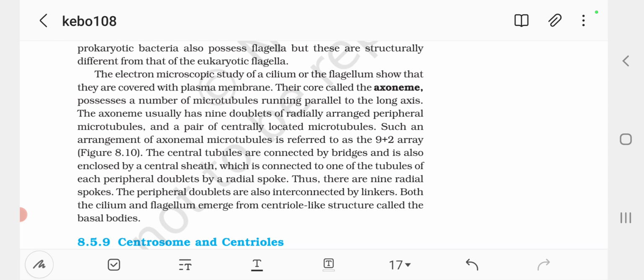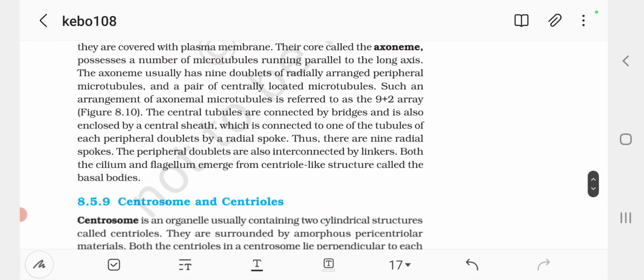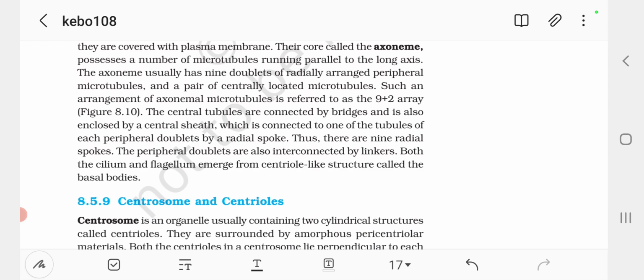The core, called the axoneme, possesses a number of microtubules running parallel to the long axis. The axoneme usually has 9 doublets of radially arranged peripheral microtubules and a pair of centrally located microtubules. Such arrangement of axonemal microtubules is referred to as 9 plus 2 array.